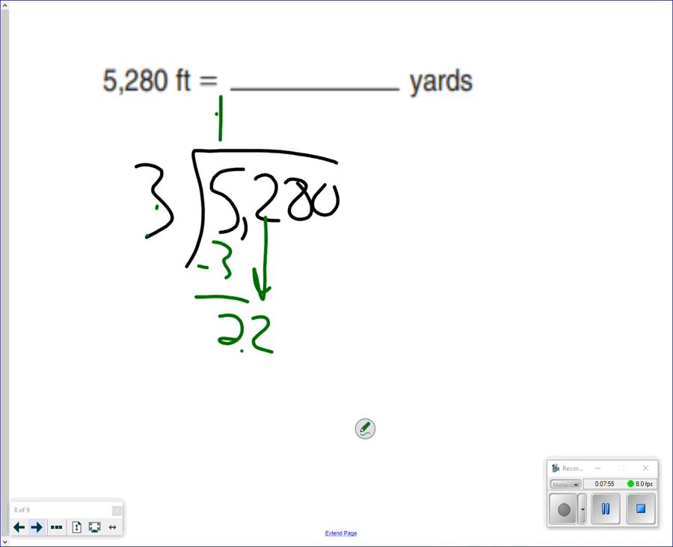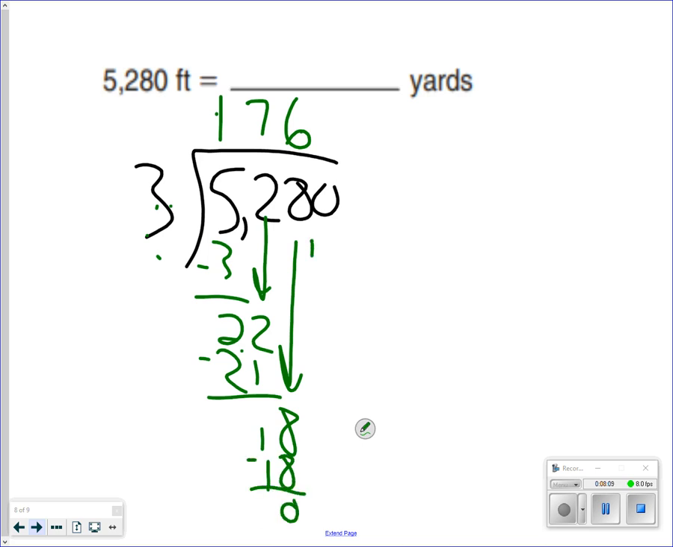3 goes into 22 7 times. 3 times 7 is 21, got to subtract. 22 minus 21 is 1, bringing down the 8. 3 goes into 18 6 times. 3 times 6 is 18. Subtract, I got a 0, bringing down the 0. 3 goes into 0 is 0 times. 3 times 0 is 0. Problem is over. My answer is 1,760.